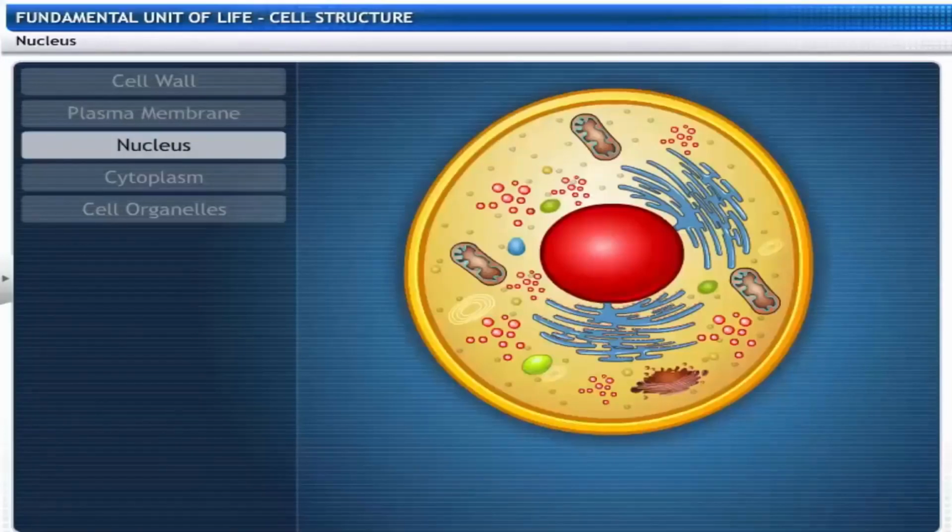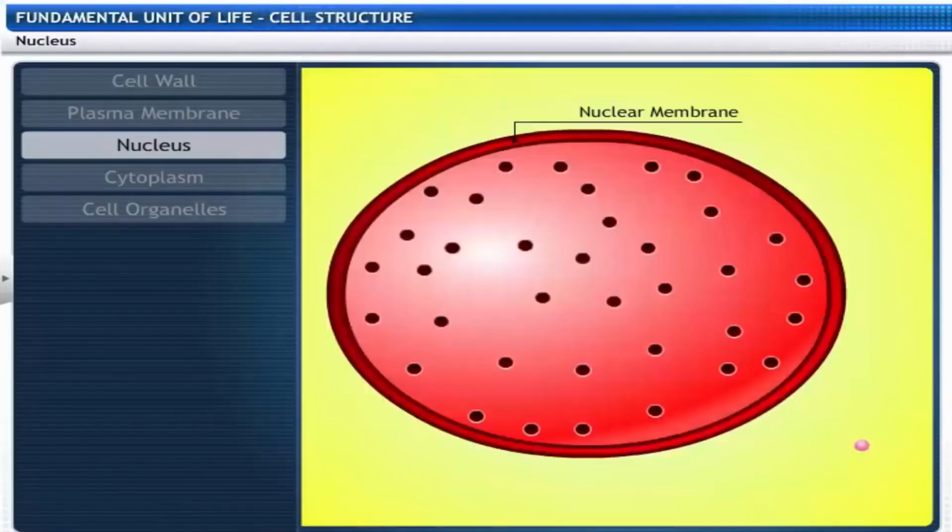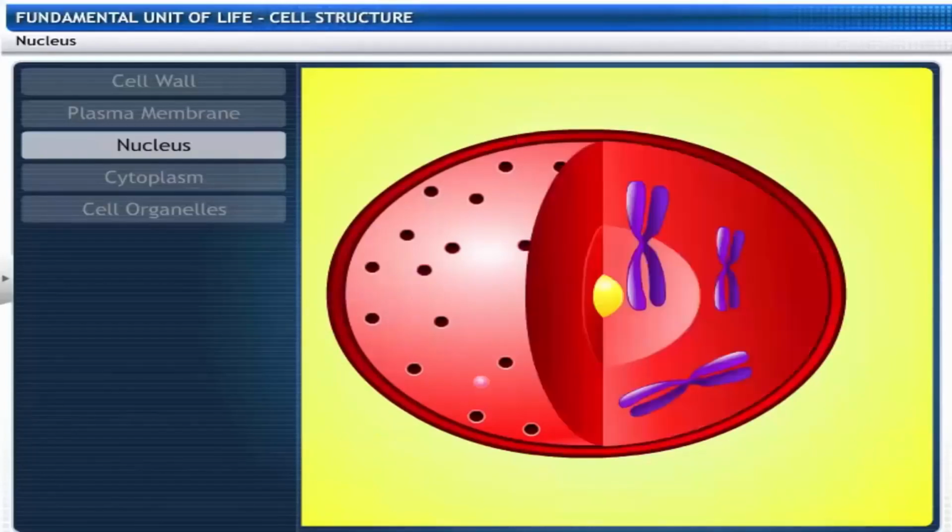Let's now look into the cell. This is the control center of the cell, called the nucleus. The nucleus has a nuclear membrane which is double-layered. The nuclear membrane is perforated to allow substances to enter and leave the nucleus. The nucleus contains chromosomes.